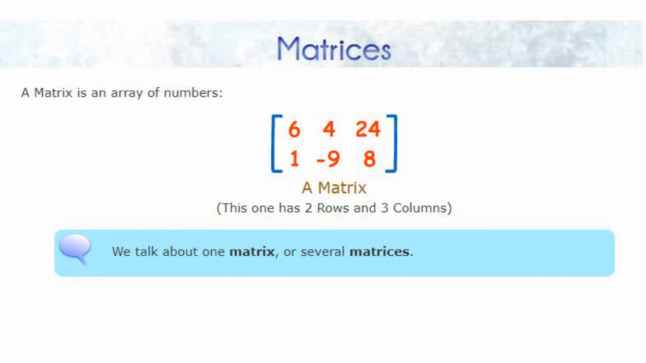Here is an example of a matrix. We've got the numbers 6, 4, 24, 1, negative 9, and 8. This one has 2 rows and 3 columns, so we're going to talk about what that means. Just remember that your rows are horizontal. So these are rows. And then your columns are vertical. Think about the columns of a house, how they hold up the roof, so the columns are vertical.